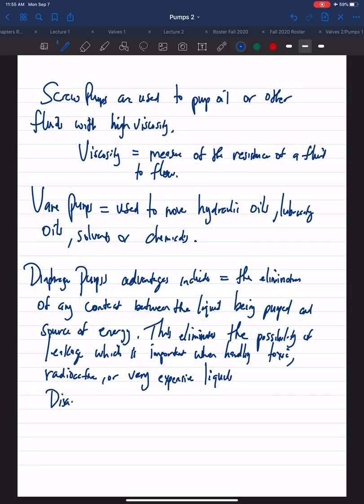Disadvantages of diaphragm pumps include limited head and capacity range.